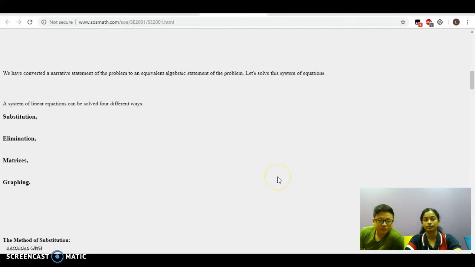There are four different ways of solving this equation. The first way is substitution, or if you don't like substitution, you can use elimination, the infamous Gaussian elimination method. Then there's also the matrices method, the 3 by 3, 4 by 4, 5 by 5 matrix. And lastly, we can also graph the system of equations to find the desired point.